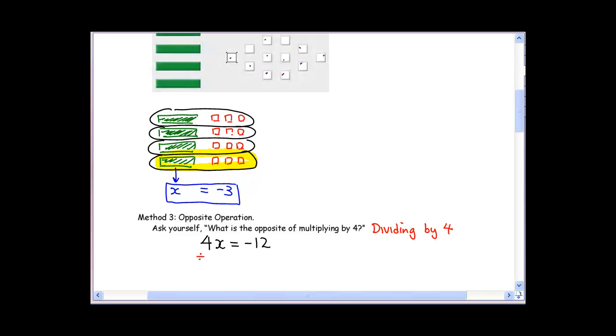So I'm going to put a divide by 4 here on the left and a divide by 4 on the right. Well, 4x divided by 4 just gives you 1x. So 4 divided by 4 is 1, so that's why it's 1x, or just x. And then -12 divided by 4 is just -3. So that's why we call these one-step equations, because there's your one step, and then you're done.